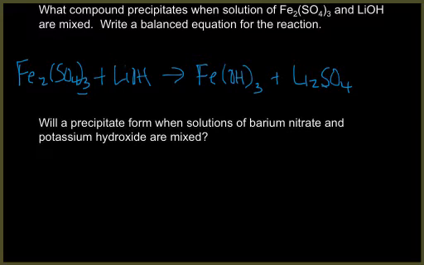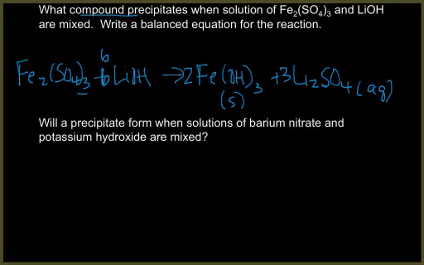Our next step would be to balance this. So I would need a 6 right there. So this is a 6 in front of the lithium hydroxide, 2 in front of the iron hydroxide, and then a 3 for the lithium sulfate. So then my last thing to do here is figure out which compound precipitates. If I look at those two and I refer back to my solubility rules, I see that my lithium sulfate will be aqueous, and then my iron hydroxide will end up being my solid.